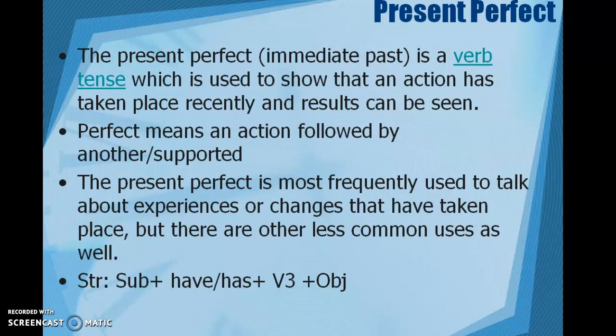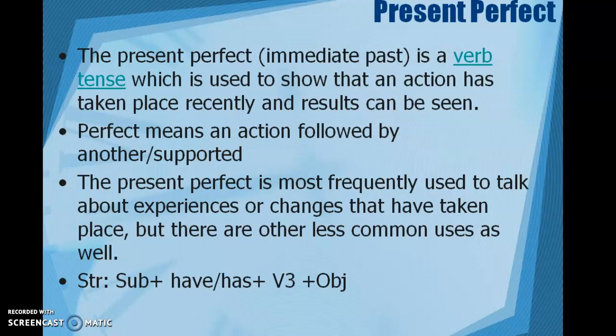Perfect means an action followed by another. You remember perfect means 2 actions. An action is followed by another action. The other action has to be in past. So the past action being followed by an action, that action is called a perfect action. The present perfect is most frequently used to talk about experiences or changes that have taken place, but there are other less common usages as well.